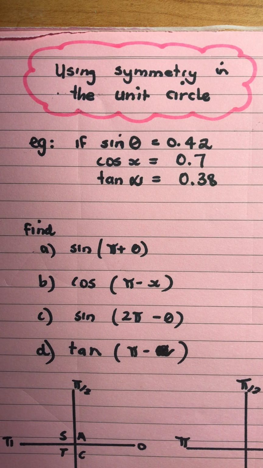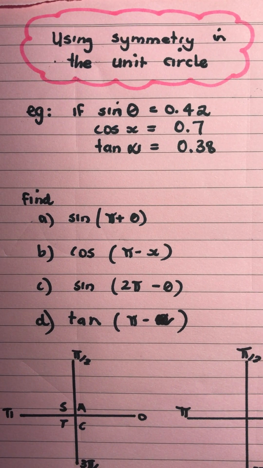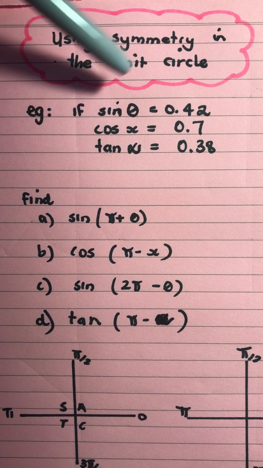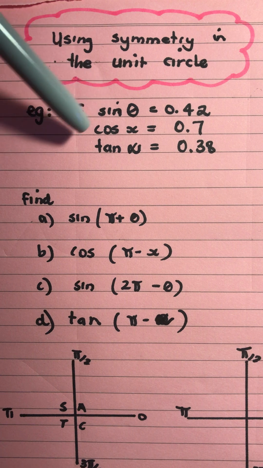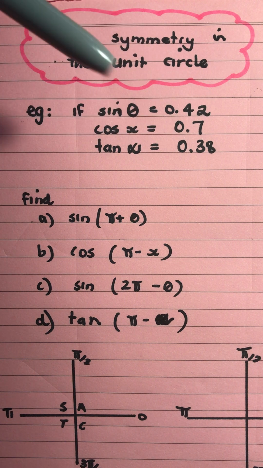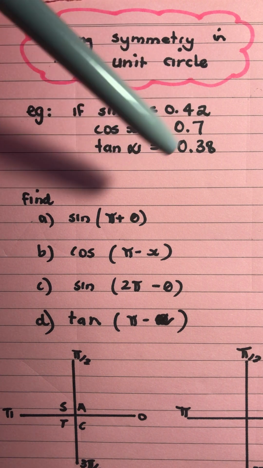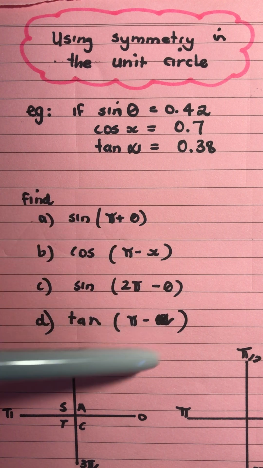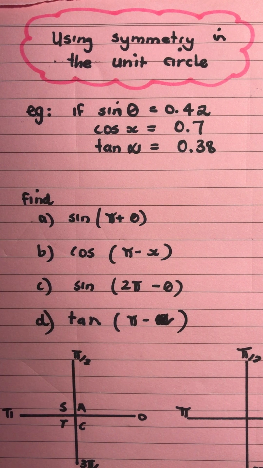Okay, having a look at a few questions that use the symmetry in the unit circle to work out exact values. So the type of question that you're going to see that uses this process is if you're given some information like this. So you might be told sine theta equals 0.42, cos x equals 0.7, tan alpha equals 0.38, and then you're given a series of questions to work out.